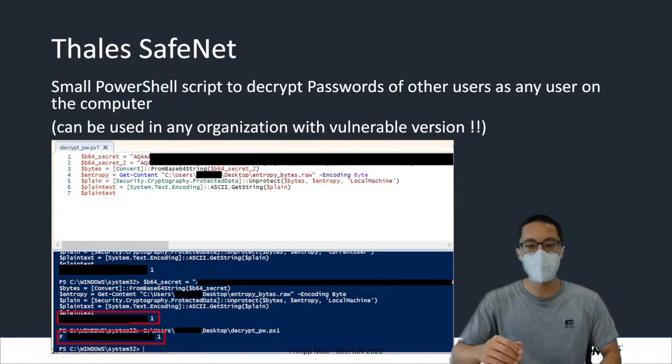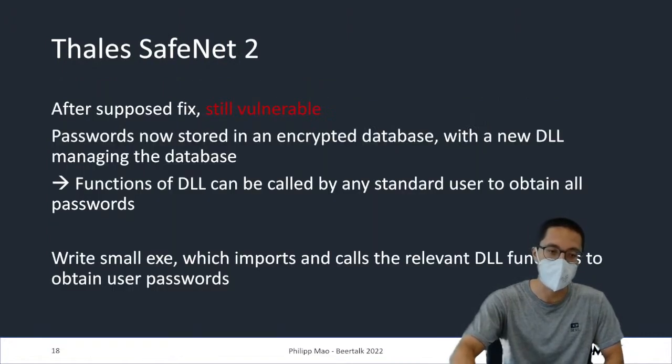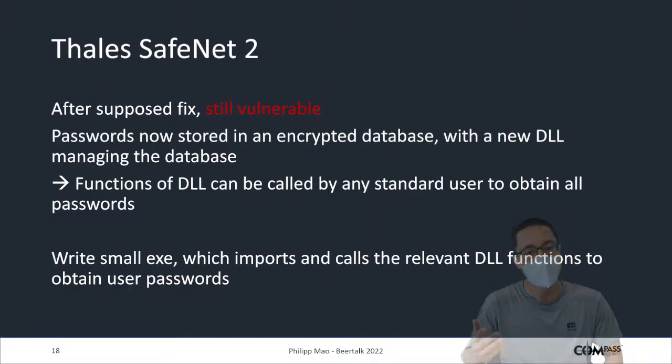So this was disclosed to Thales, and they basically tried to fix it, but they failed. They just added another layer of encryption. So now the passwords are not stored in a file anymore, but in an encrypted database. And there's a new DLL that manages this encrypted database, but really nothing's changed because the data protection API encryption is still done with local machine.